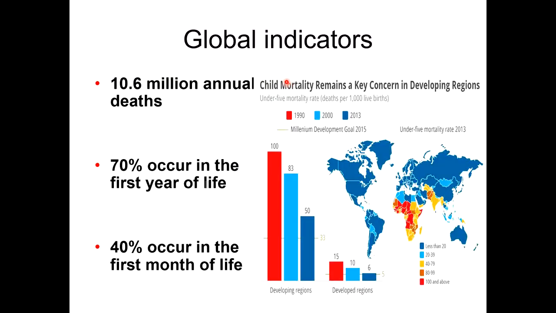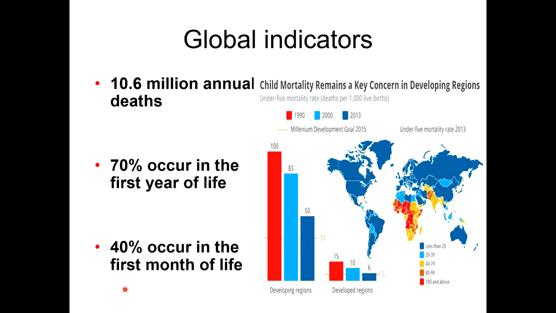When we talk about global indicators, as you can see, almost 10.6 million annual deaths of children occur, and these children are under 5 years of age, globally, annually, worldwide. Out of these 10.6 million deaths, 70% occur in the first year of life. So this is the most sensitive time period in which the majority of children even die before reaching their first birthday. Out of these 10.6 million annual deaths, 40% occur in the first month of life.